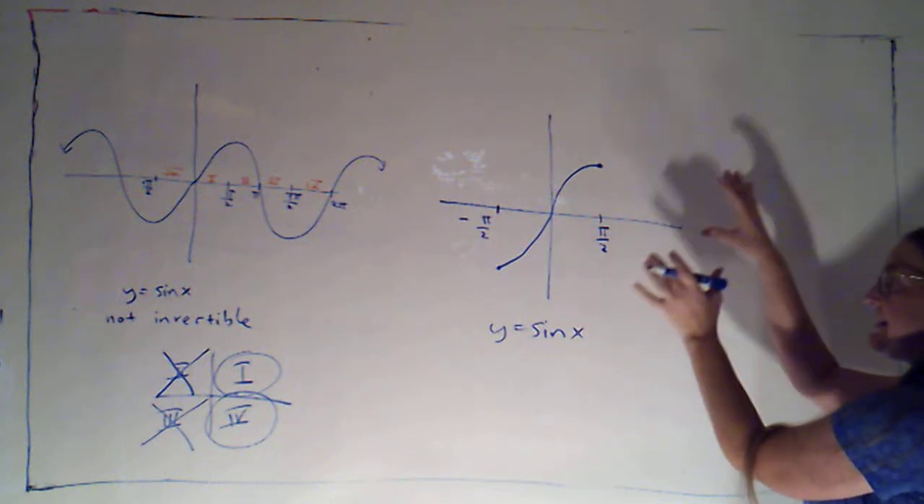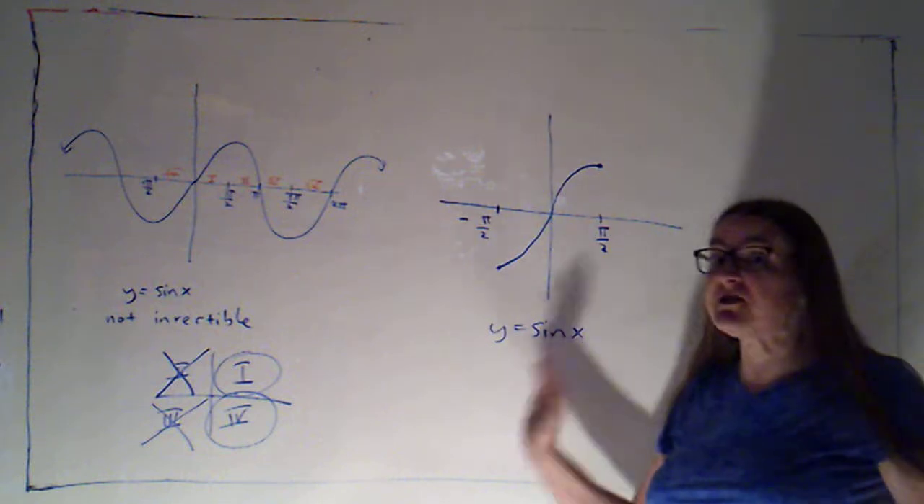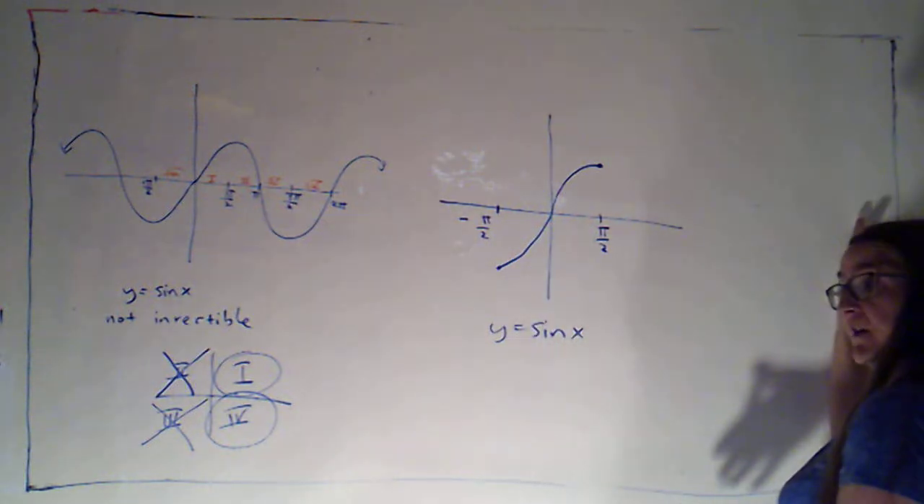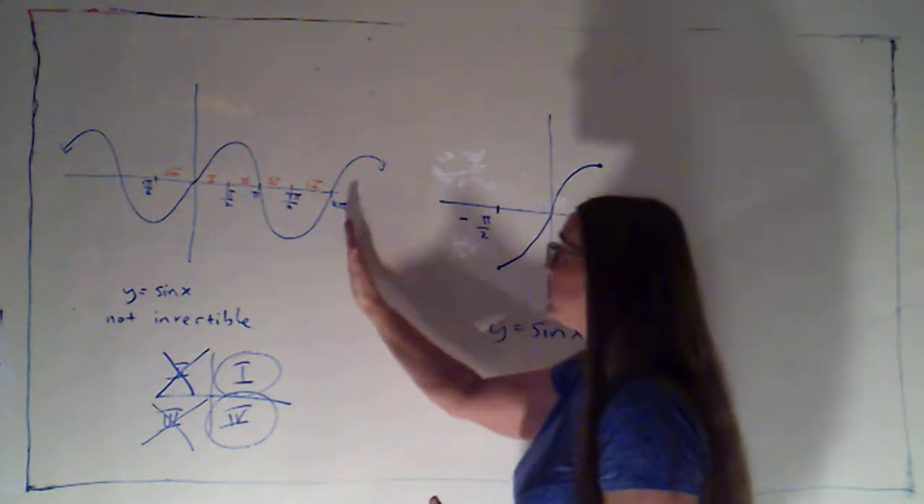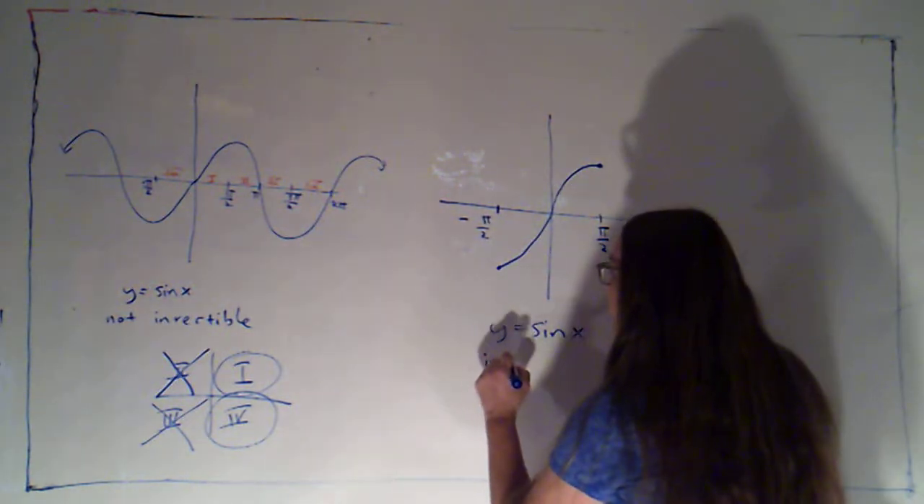This is the same as the sine function when it's defined. It's just not defined for angles bigger than pi over 2 or smaller than -pi over 2. But this function is invertible.